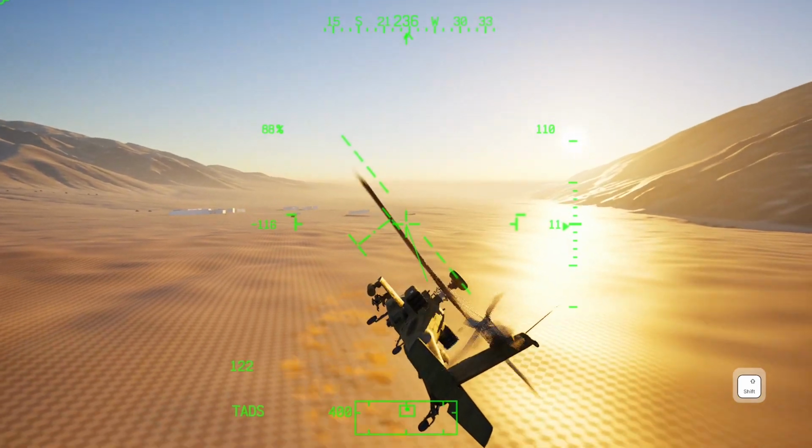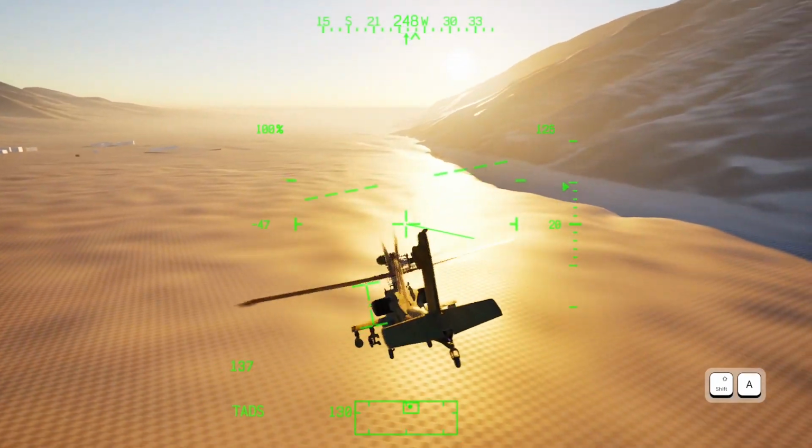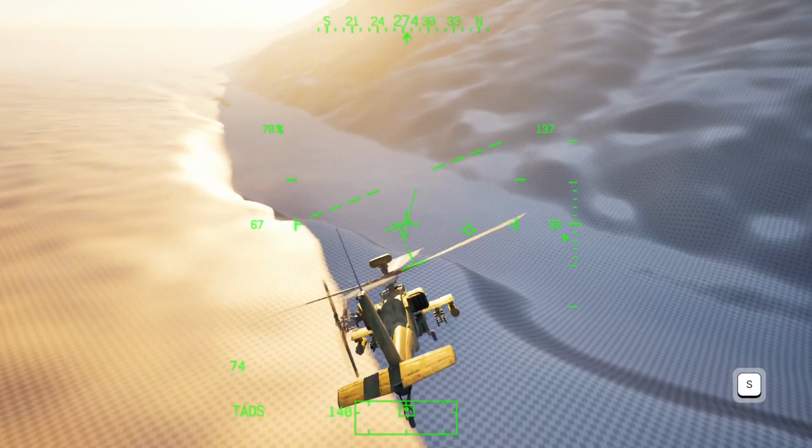Next I will show how to stop and hover. To slow down, I rotate the helicopter to counter the direction it is moving. I will hide in this valley ahead.